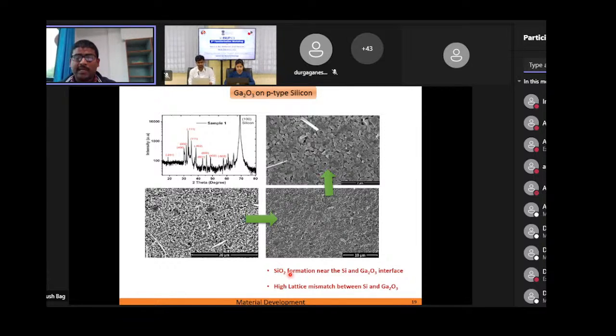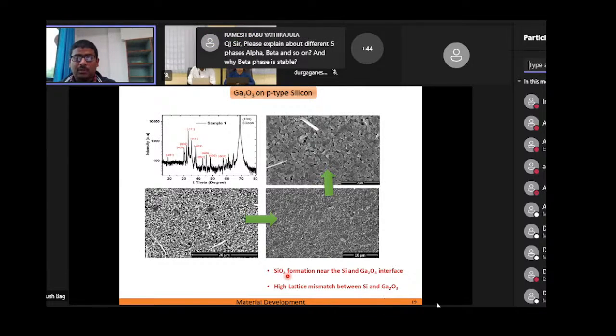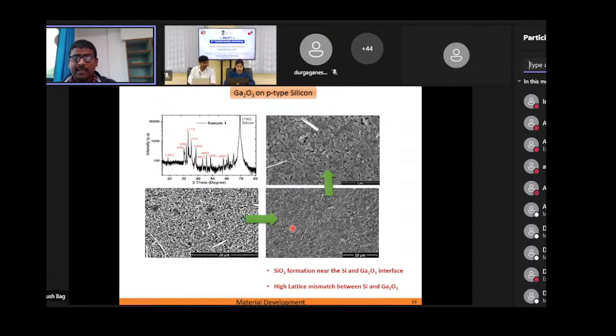So on top of any amorphous material, if we try to deposit another material, we'll always get this amorphous or non-crystalline material. Another possible reason for this kind of nanostructure on silicon could be this high lattice mismatch, because when we try to integrate one material with another, two parameters are important.